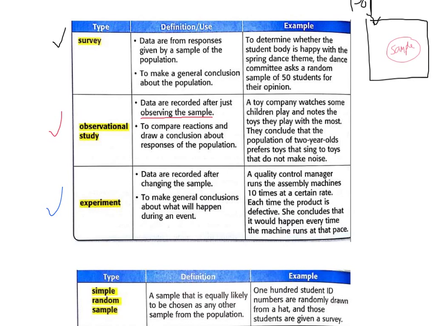An experiment, however, is when you change something. So you're going to cause something to be different for them, and you're going to watch what they do. But because you're interacting with them, that's going to cause it to be an experiment rather than just observation.